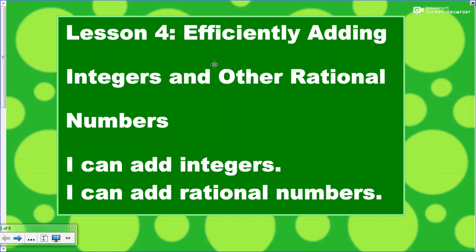Okay, so in lesson 4, we are talking about adding integers, but efficiently, meaning that we're going to come up with rules so that we don't have to keep drawing arrows on our number lines. We are going to be drawing arrows on our number lines in this lesson so that we can understand what is going on, but this is the last lesson that we are. So please pay attention. All right, so we're going to be talking about adding integers.